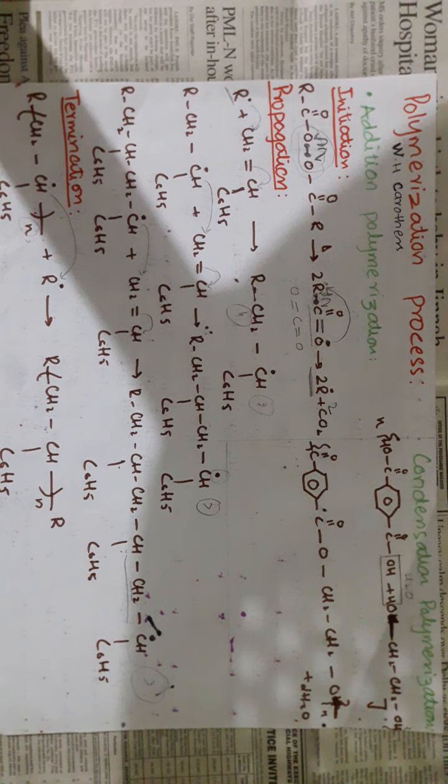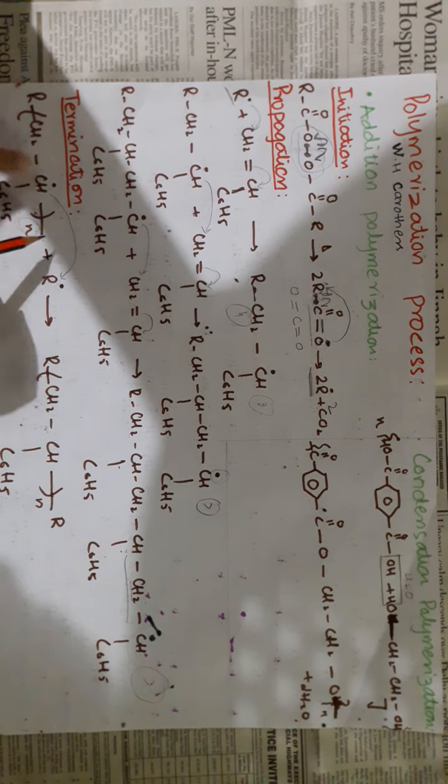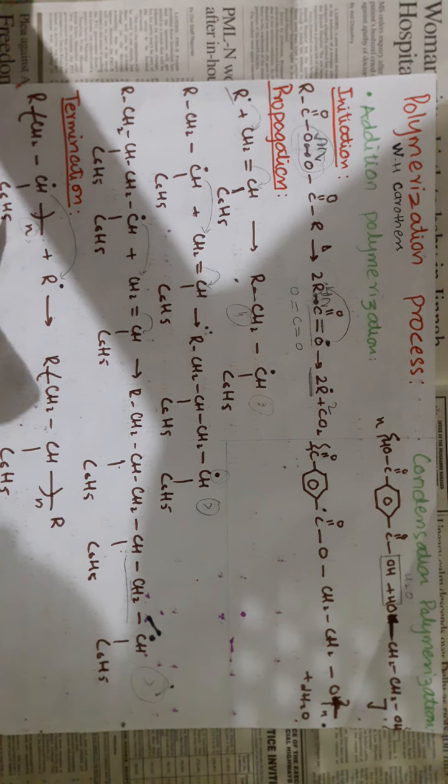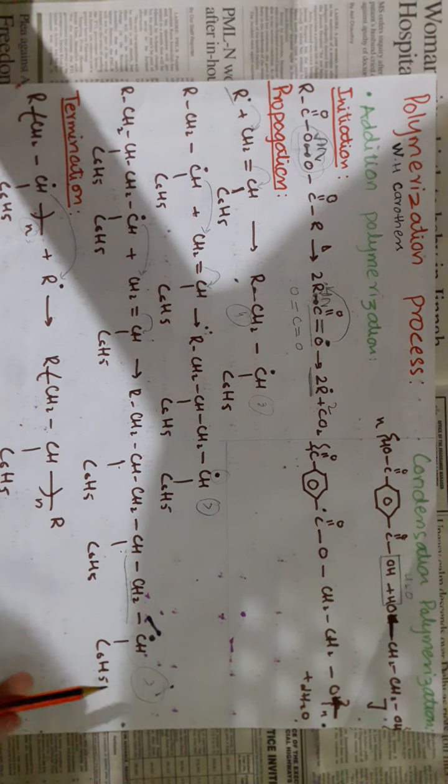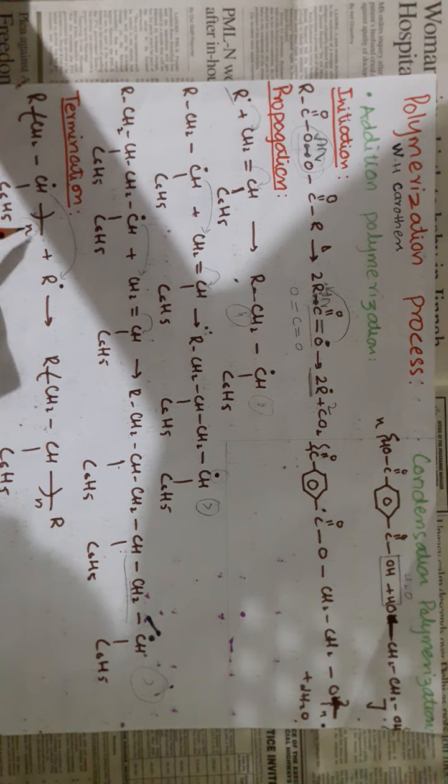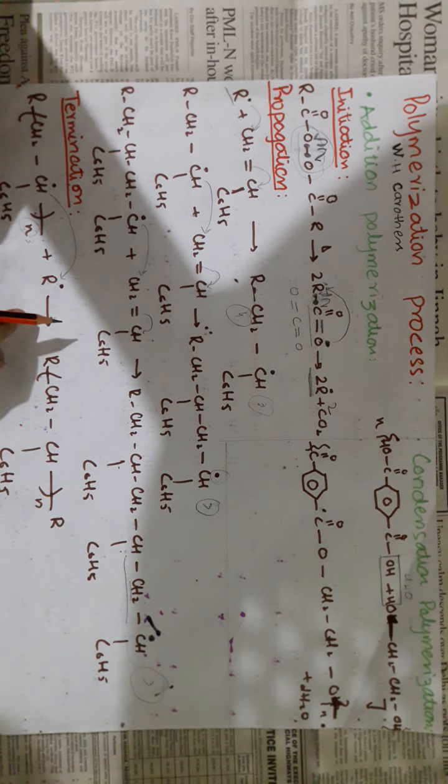For example, if we want to join 50 monomers of styrene, we'll carry out this process for 50 steps. But once we are done with our polymerization, with our monomer joining, we will go to the last step, which is termination. In the termination process, look over here, R, CH2, CH, C6H5, N is the number of styrene molecules we have joined. For example, in this process we have joined 3 styrene, so we'll substitute this N by 3.